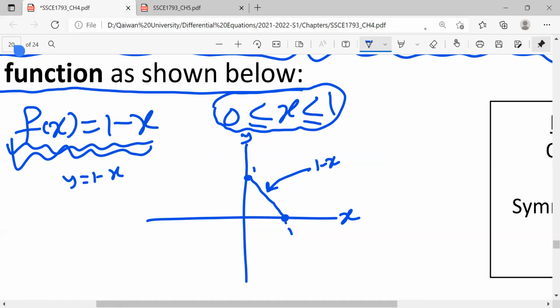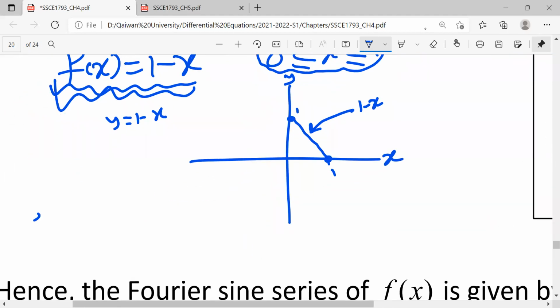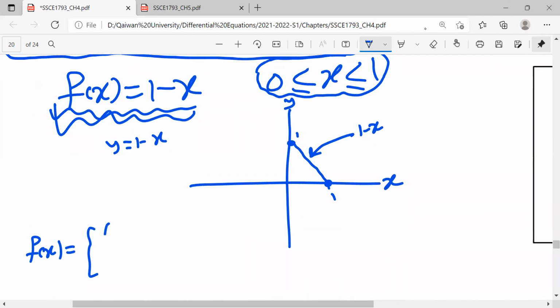Now we are going to find the other part for this function. We say f of x equals 1 minus x, where x is from 0 to 1, because this part is given. Now we find the other part for the function. What is the other part of f of x from -1 to 0? Now we draw the graph for that part.